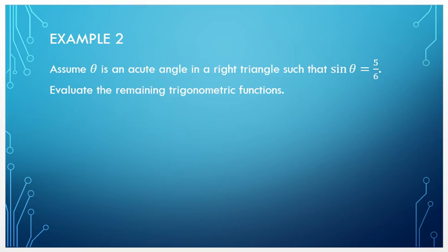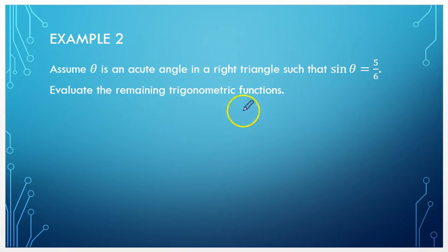Here's the second type of example you'll be given. They will still be asking us for all the trig functions, but instead of drawing the diagram for us, they're giving us one of the values. So we're going to have to use that to set up our own triangle and then identify what our values are from there.